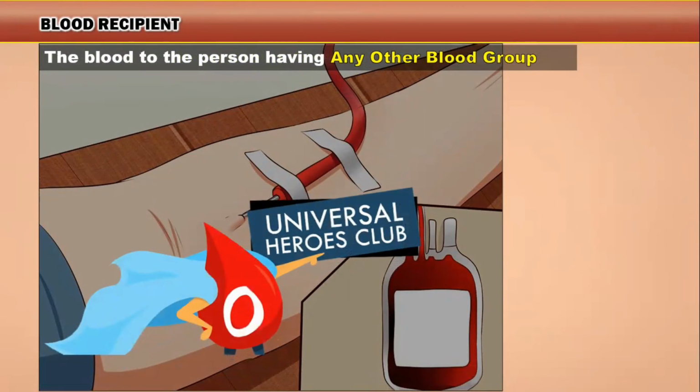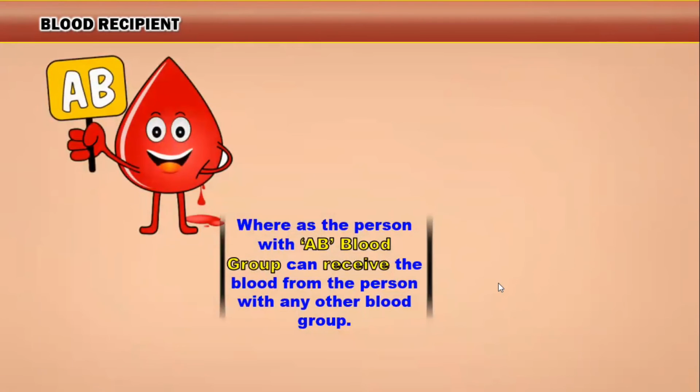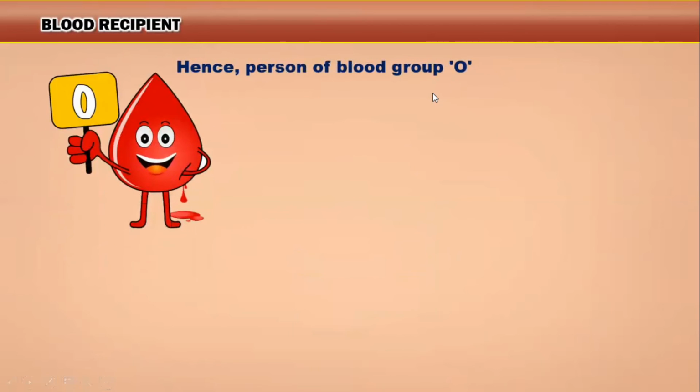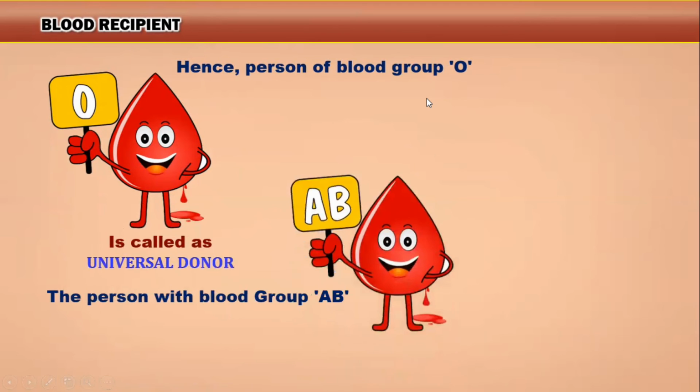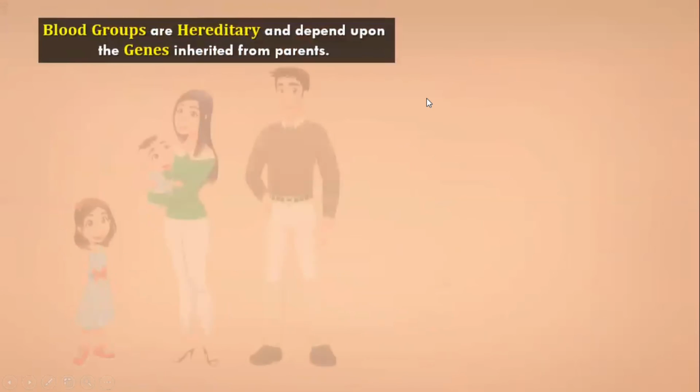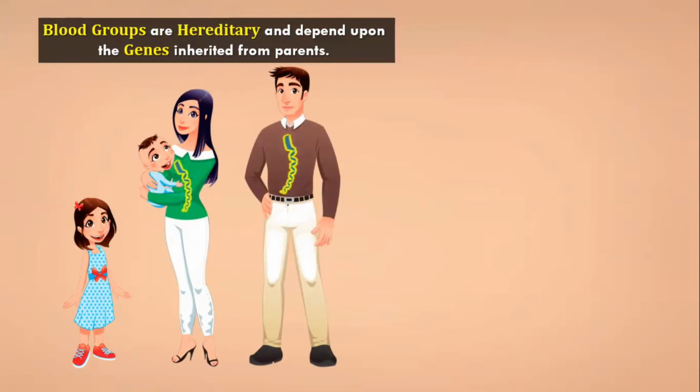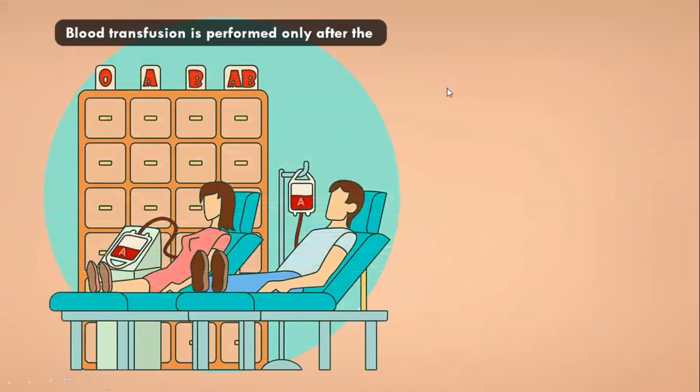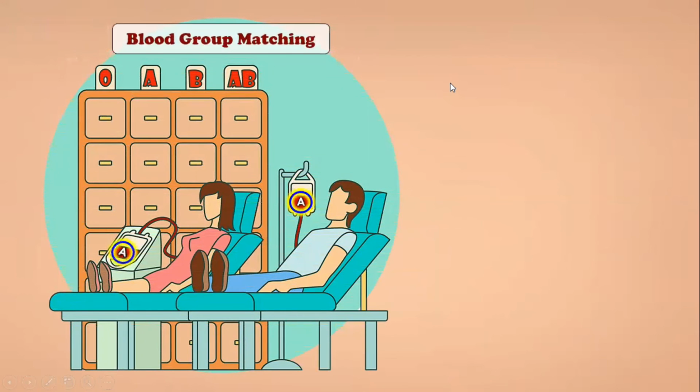Okay, so very important. Suppose your blood group is O, you can donate blood to anyone. For all the others, you have to have that particular blood group. For example, if you see AB blood group, they can receive blood, but they can't donate. They can receive blood from any other blood group. So blood group O is called a universal donor, and blood group AB is a universal recipient. Blood groups are hereditary and depend upon the genes inherited from the parents. Whatever gene the parents have, children also get the same blood group.